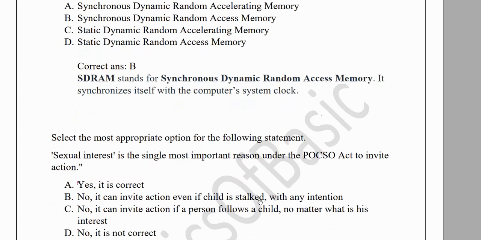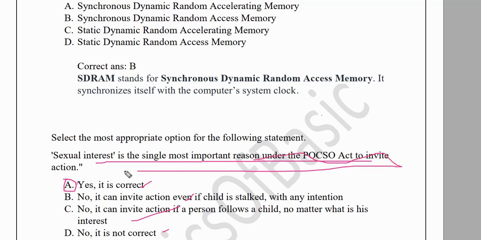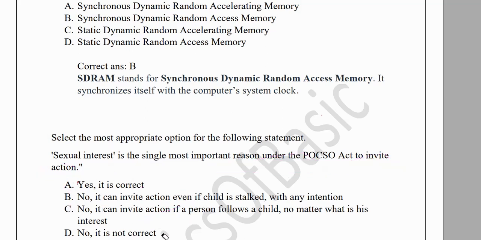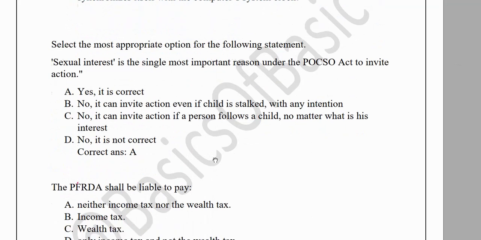Okay, yeah. Select the most appropriate option for the following. Sexual interest is the single most important reason under the POCSO Act to invite action. Yes, it is correct. No, it can invite action even if the child is stalked with any intention. No, it can invite action if a person follows a child no matter what the interest is. No, it is not correct. So the answer here is A. Sexual interest is one of the important reasons under the POCSO Act to invite action. These kinds of interest will attract punishment under the POCSO.